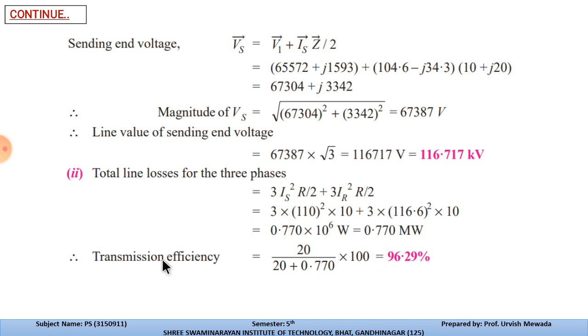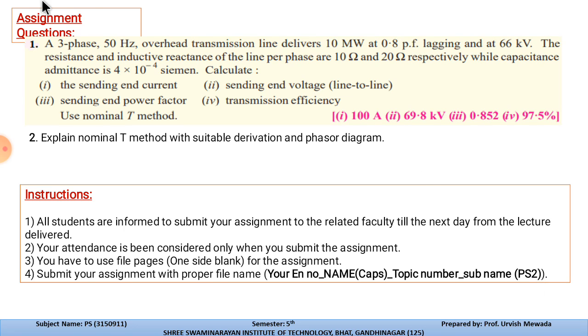So the transmission efficiency is output divided by output plus losses, that is input. So 20 divided by 20 plus 0.770, multiplied by 100. So the transmission efficiency is 96.29%. This is how we can determine all the parameters of the transmission system using the nominal T method.